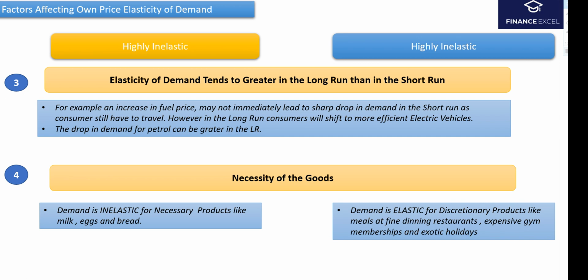Last is the necessity of the good, right? For necessary goods like milk, eggs and bread, if prices of milk, eggs and bread increase, you are still not going to reduce your consumption by a lot, because such products are required for running your household, right? So if prices of such products increase, your demand won't decrease much, it would only decrease maybe a little, right?